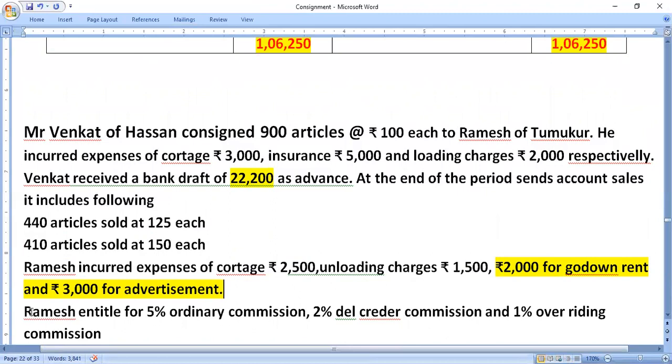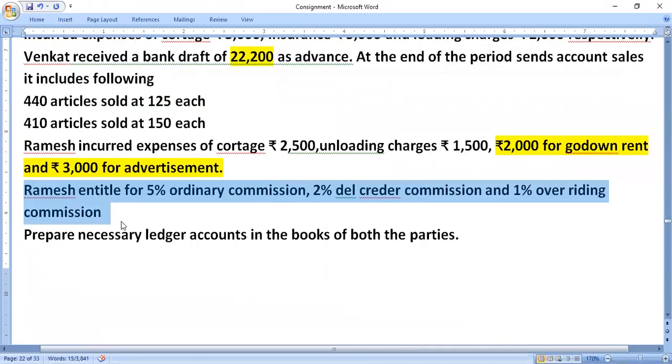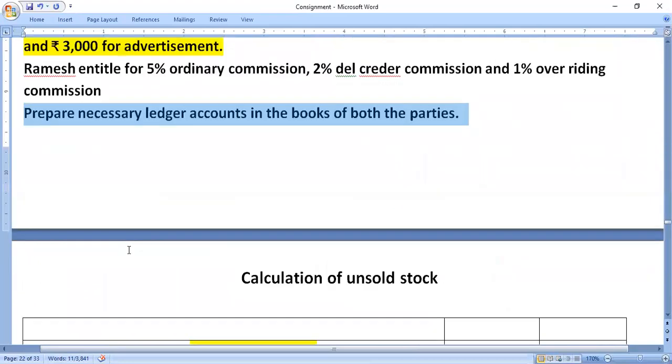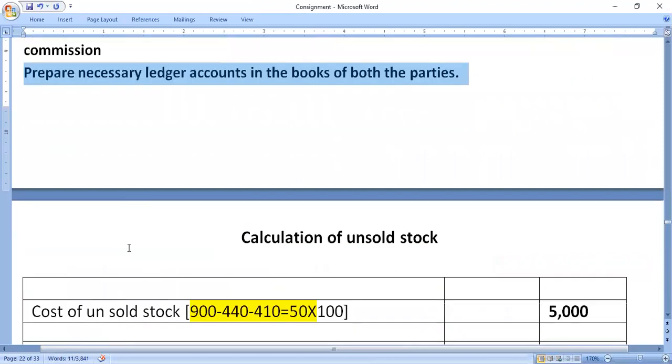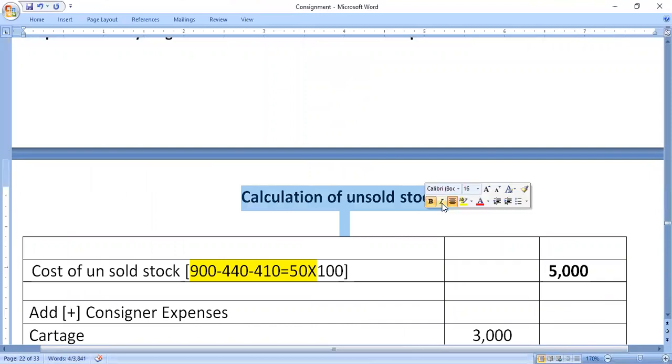Then Ramesh is entitled to 5% ordinary commission, 2% del credere commission, and 1% overriding commission. Three categories of commission. Prepare necessary ledger accounts in the books of both the parties. Here there is no journal, only ledgers. As usual, first one, calculation of closing stock.